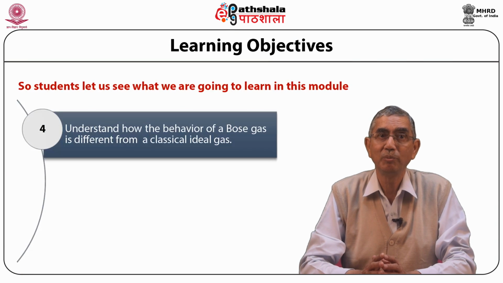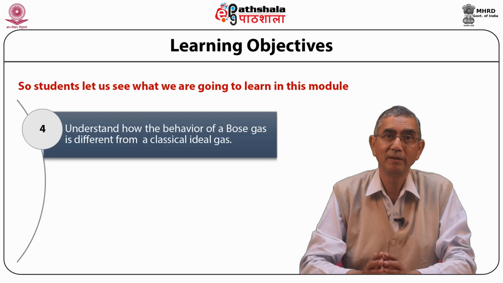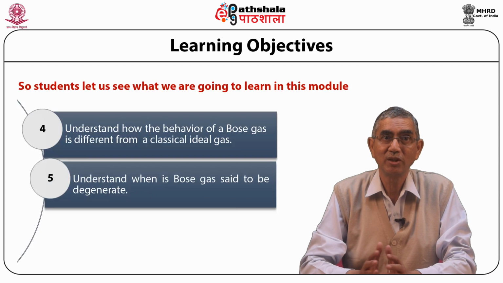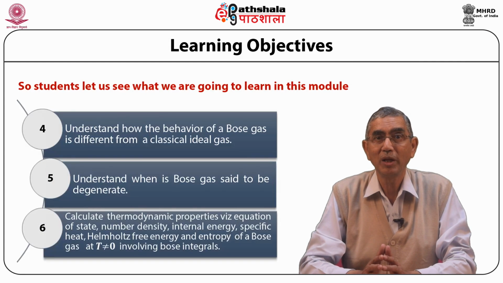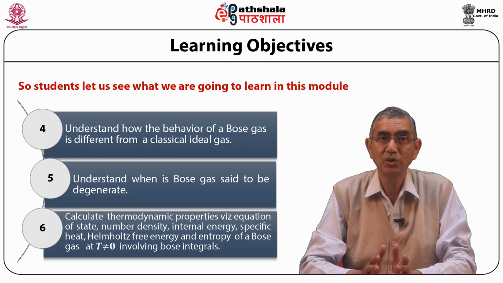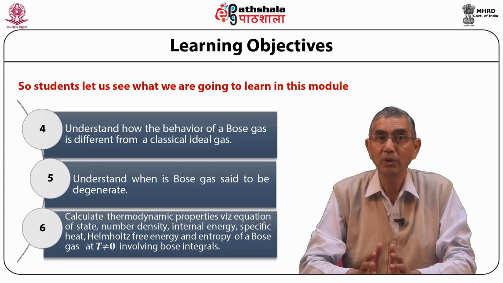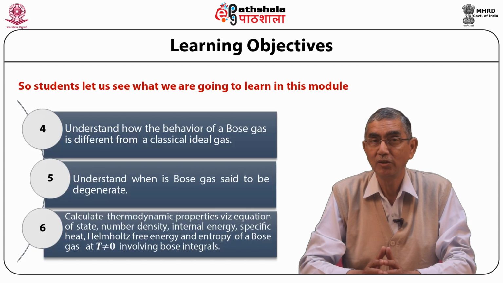Understand how the behavior of a Bose gas is different from an ideal classical gas. Understand when a Bose gas is said to be degenerate. Calculate thermodynamical properties with equation of state, number density, internal energy, specific heat, Helmholtz free energy, and entropy of a Bose gas at T not equal to 0 involving the so-called Bose integrals.